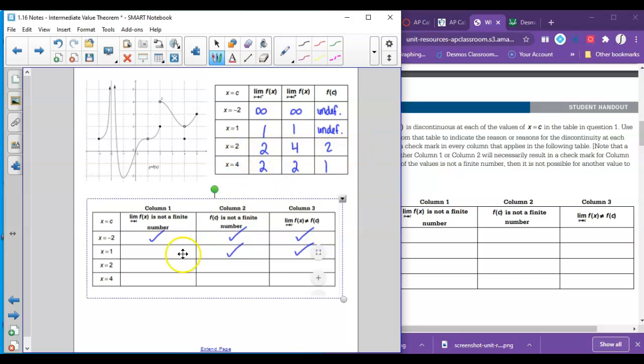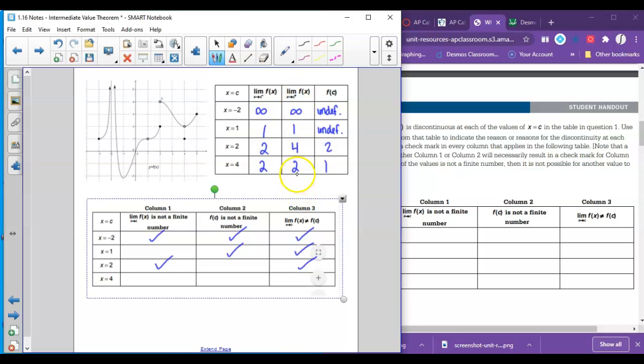For the next one, our limit does not exist because at x equals 2, our limit from the left is 2 and our limit from the right is 4. So our limit does not exist. However, f of c does exist. You do have a closed-in circle here. But because the limit does not exist, then column 3 cannot be true either. The limit cannot equal the value of the function.